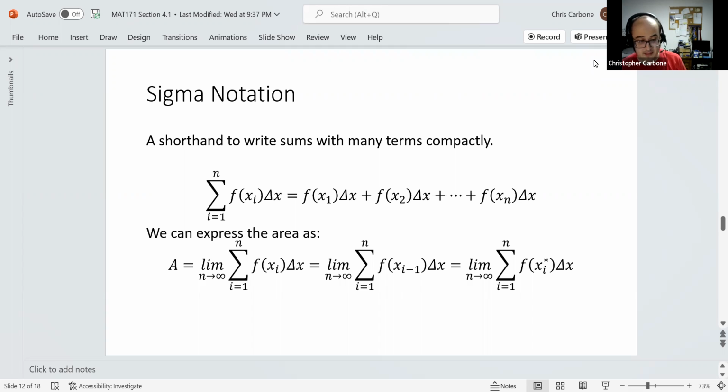And we can express that area as A equal to the limit as n approaches infinity of the sum from i equals 1 up to n of f of x sub i times delta x. And we could take that based upon whether we are using the right endpoints, the left endpoints, or these sample points that we were referencing. All those areas should be the same. The sigma notation is just used to make the calculation look more compact.